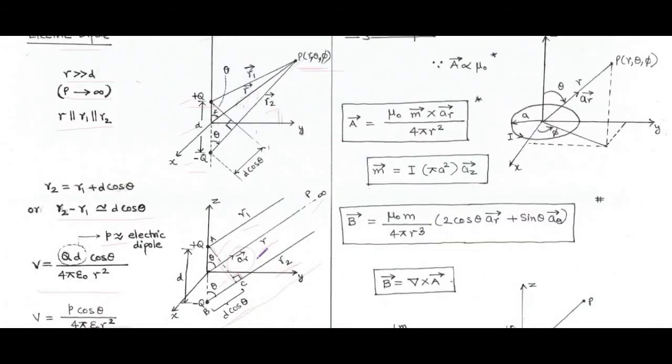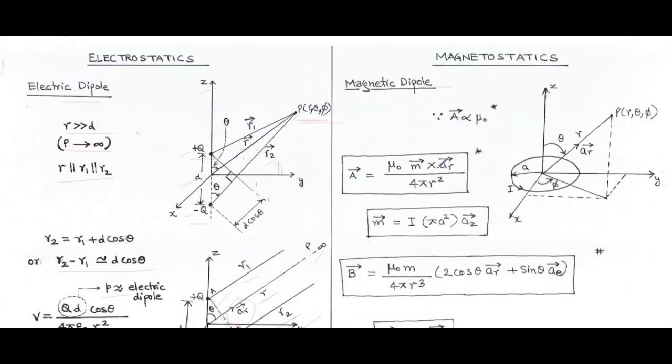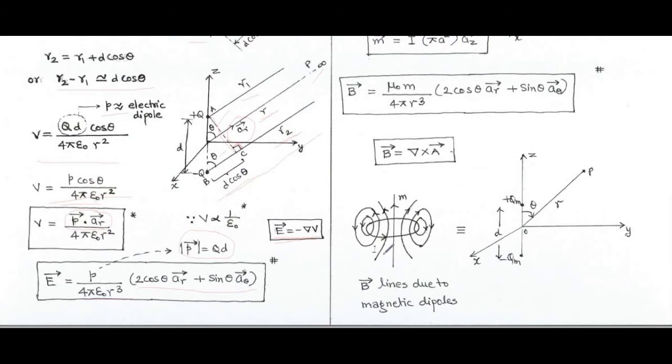Now we talk about the magnetic dipole in magnetostatics. A magnetic dipole is a current carrying loop as shown in the figure. The current carrying loop has a magnetic dipole moment, whose direction is determined by the right hand thumb rule. The thumb denotes the direction of the magnetic dipole. This current carrying loop is equivalent to a magnetic dipole having a pair of magnetic charges plus Qm and minus Qm separated by some small distance d.